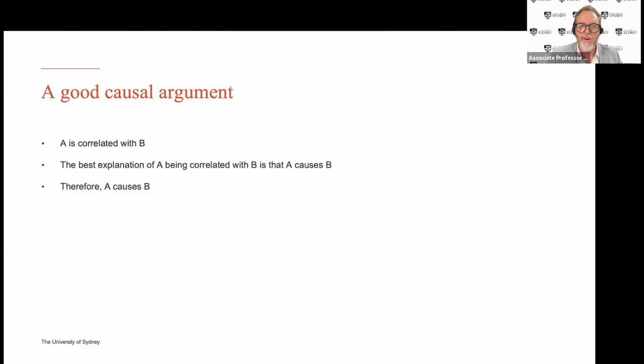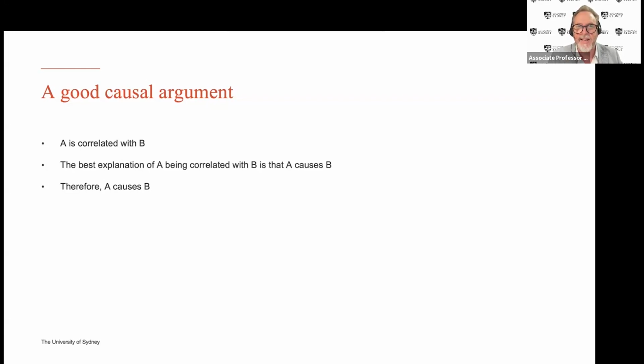Now, you might have noticed that there's something weird going on in the second premise of that argument. The claim, the best explanation of A being correlated with B is that A causes B. Here's what you need to ask. The best explanation compared to which other possible explanations of the observed correlation? All right, I'll say that again.